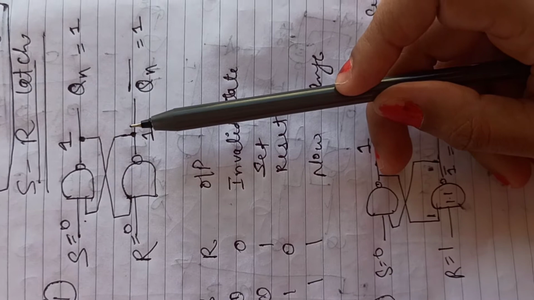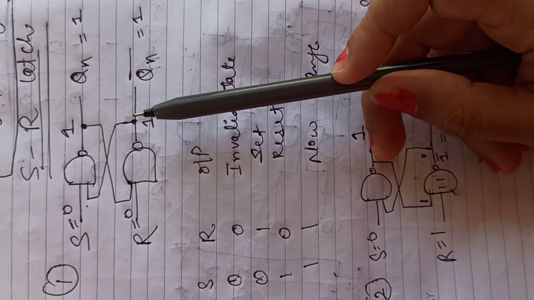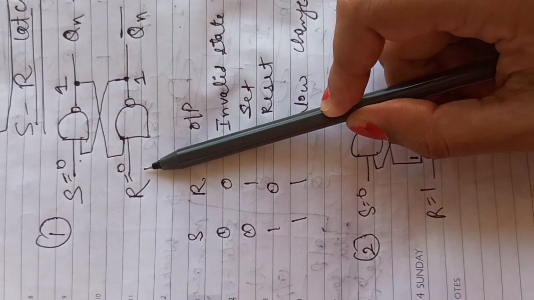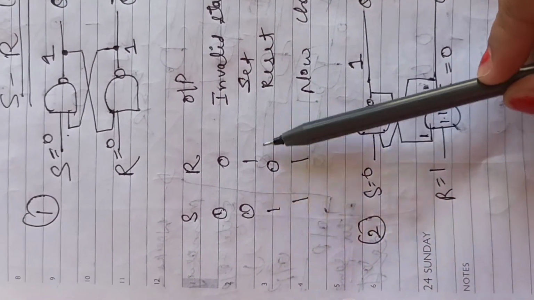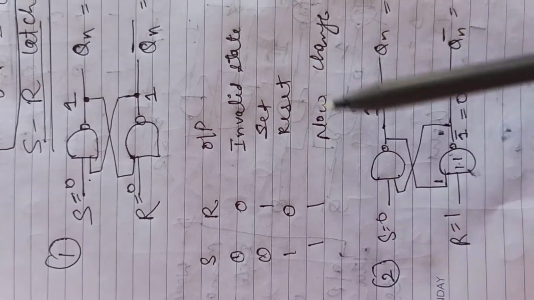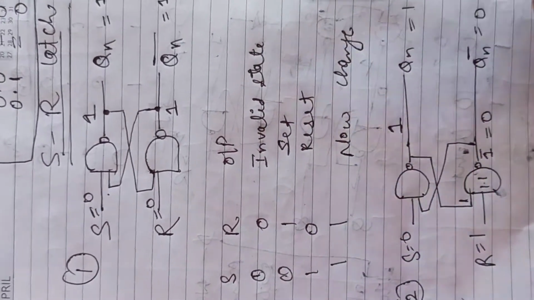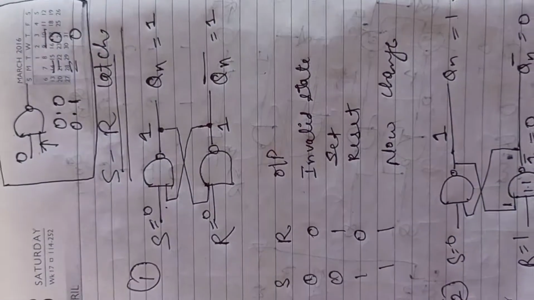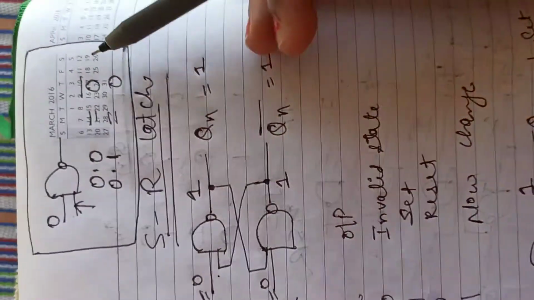Now, we will discuss the operation of the SR latch. Here we have two variables, S and R, and there are four total combinations: 00, 01, 10, 11. How can we write this table? We will solve it by using expressions. By solving this, we will see the first condition.